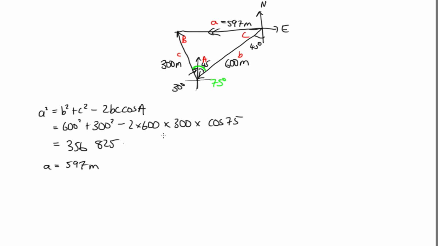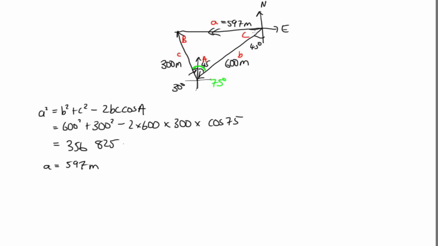Now we've been asked to find the displacement. A is the distance of the hiker from their initial starting position, not the distance that they've traveled, but their distance from the initial starting position. But to make it a displacement, we also need to find the angle.